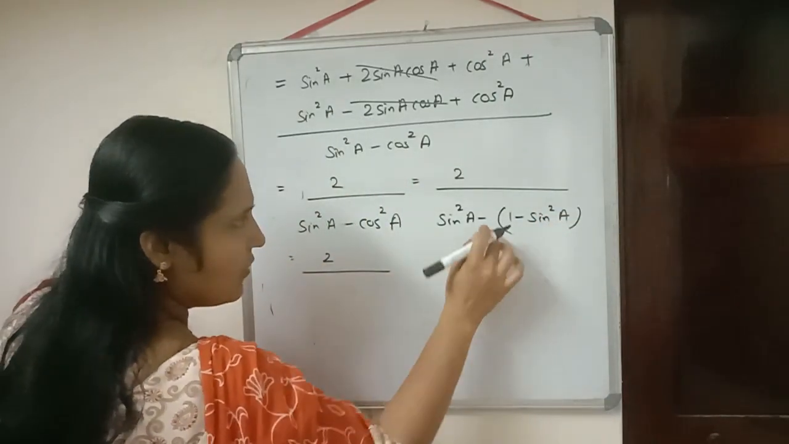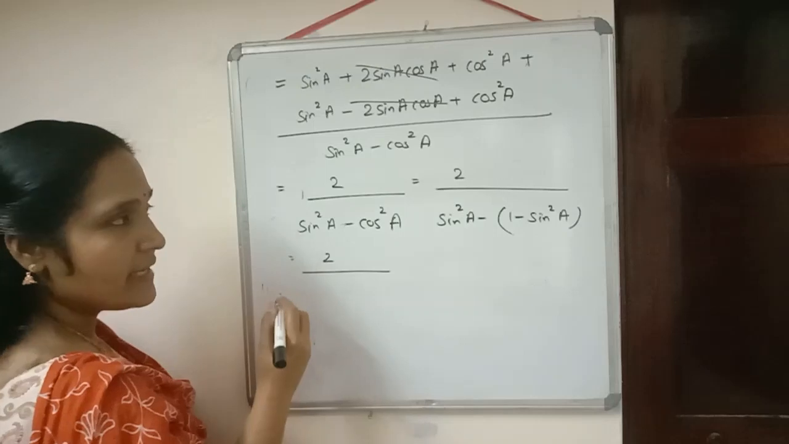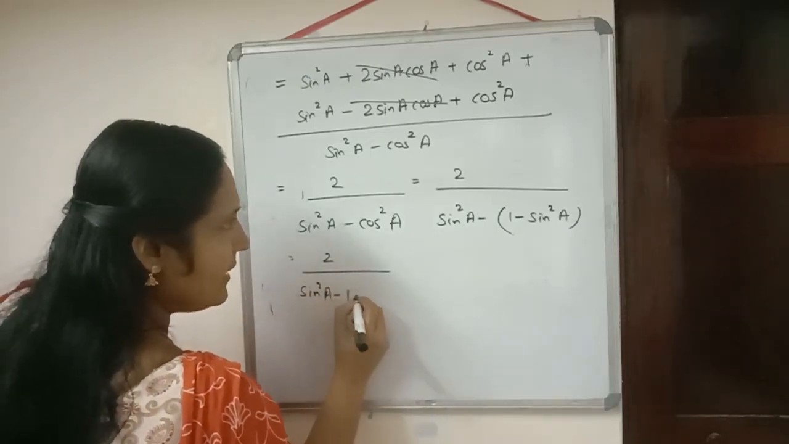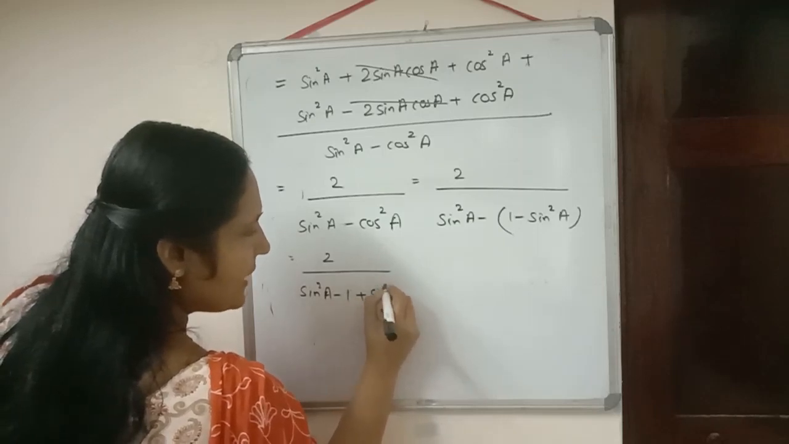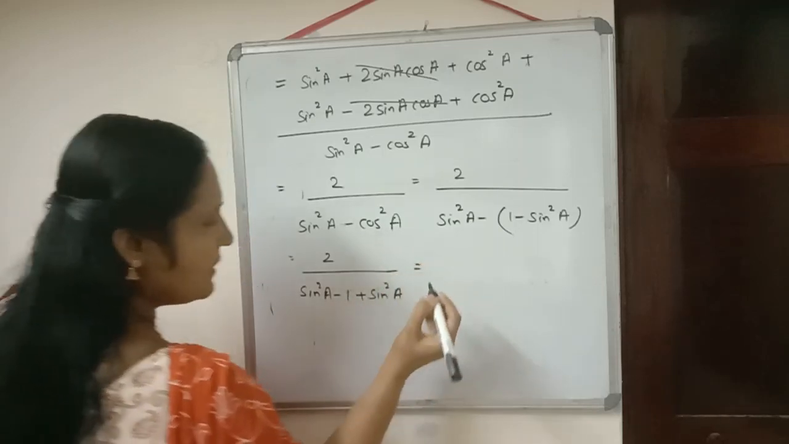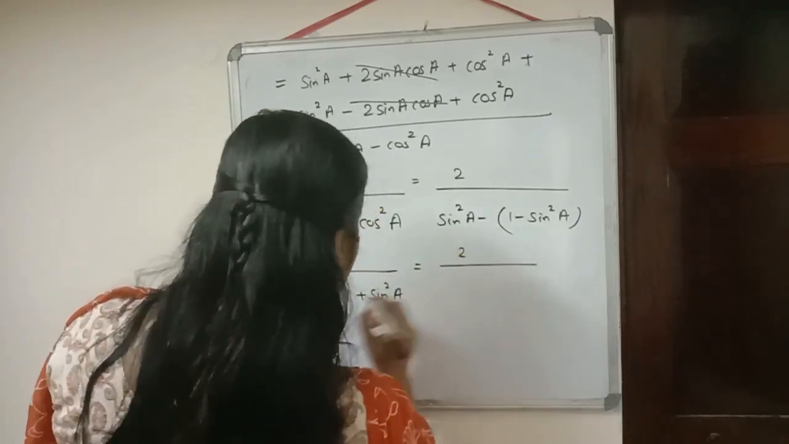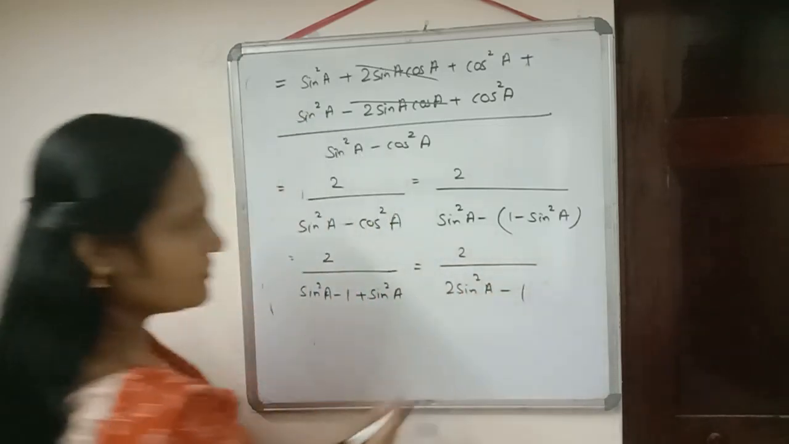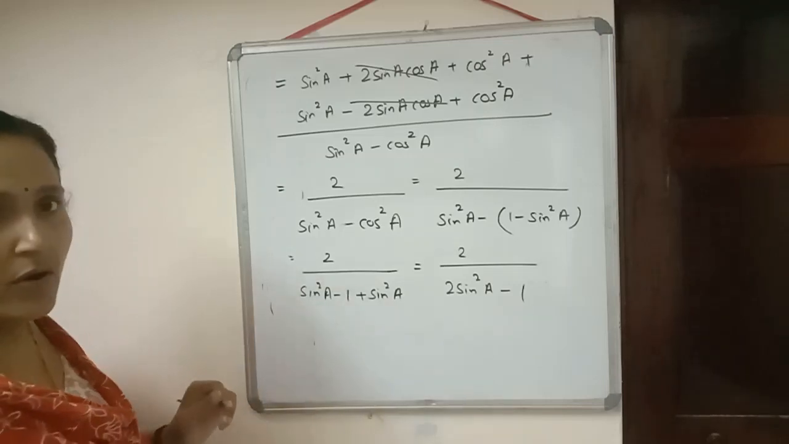Now all of you open the bracket, this minus sign will get multiplied inside. Then we will get here sin square A minus 1 plus sin square A, which will be equal to 2 by 2 sin square A minus 1. So the second part is also over.